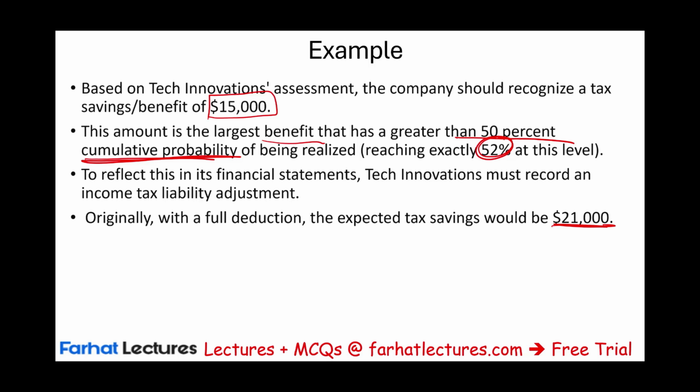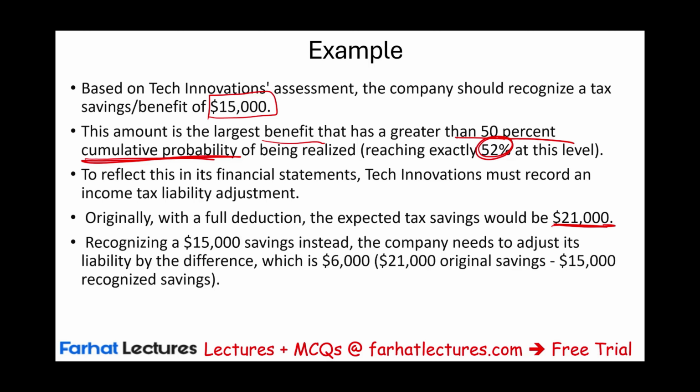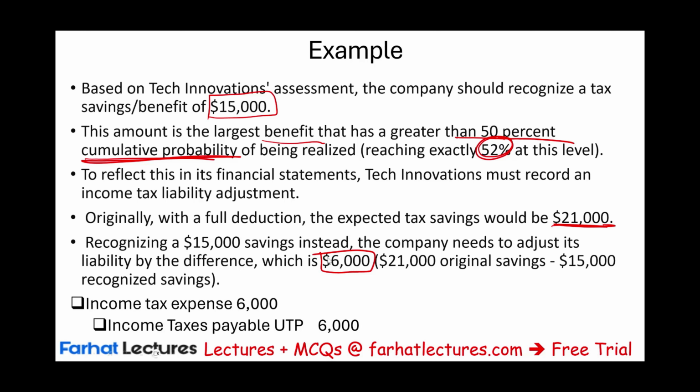We have to tell the users, yes, we took this deduction, but there's a chance we might lose the 21,000 original savings and only recognize 15. It means we have to book an additional expense of 6,000 and book a liability called income tax payable uncertain tax position. So this liability is like a special liability. It's uncertain tax position.